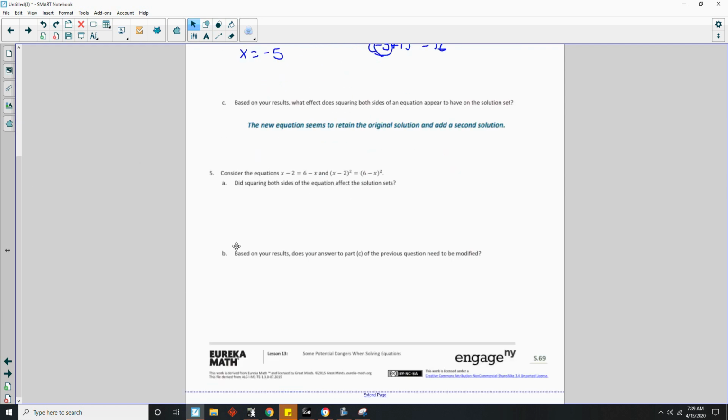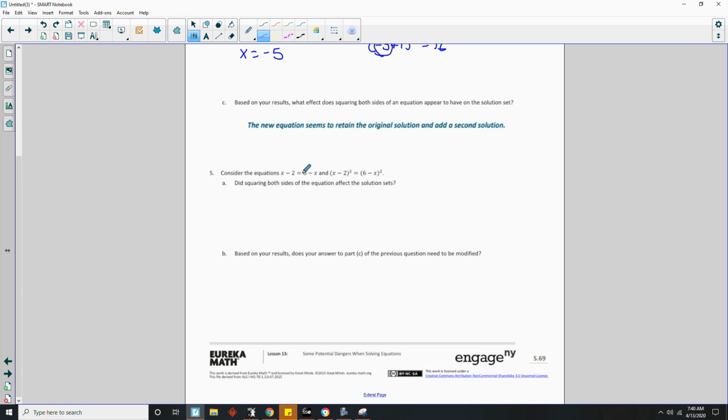All right, question 5. Consider the equation x minus 2 equals 6 minus x, and the equation quantity x minus 2 squared equals 6 minus x quantity squared. So that's exactly what they're doing in part 5, is what they're mentioning in C. So they're squaring both sides. So they're taking this and squaring both sides. Did squaring both sides of the equation affect the solution set?